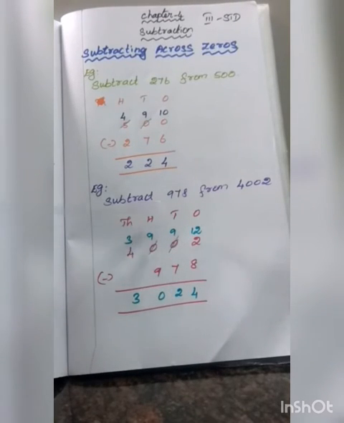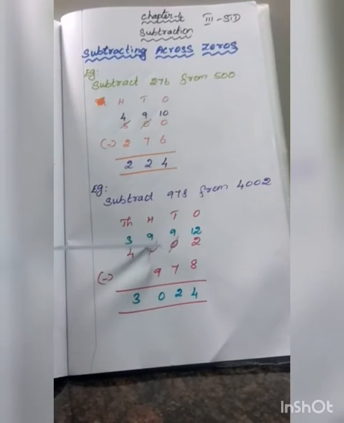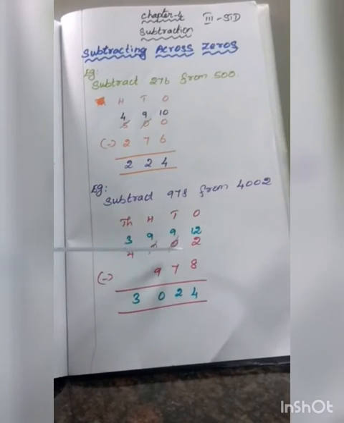So see the next neighbor number. The next neighbor number is the hundreds place. The hundreds place also has 0 only, so there also we can't borrow. So see the next neighbor number, which is the thousands place. In the thousands place, what number is there? 4. So from this 4 you have to borrow 1.